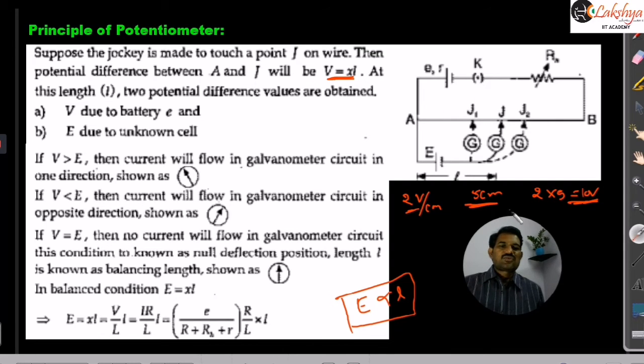Now let us see some principle here: the practical potentiometer and its principle, and how to find this principle. I will show the animation regarding this.